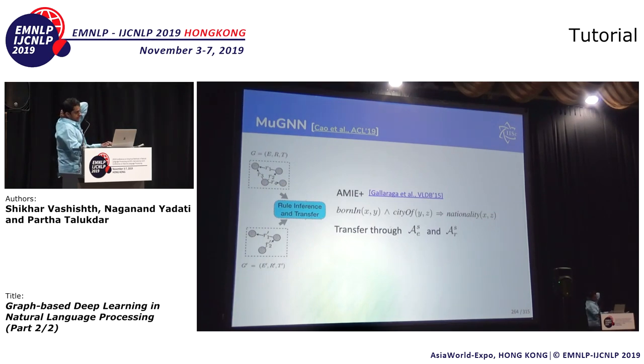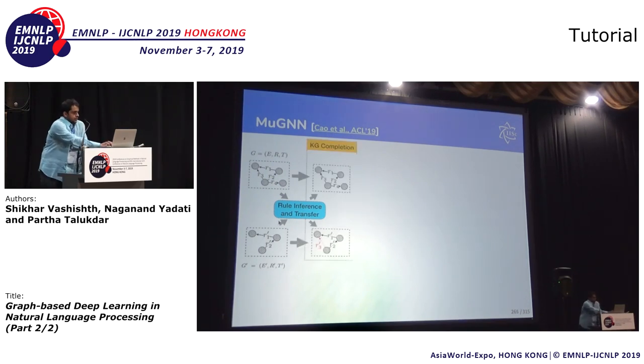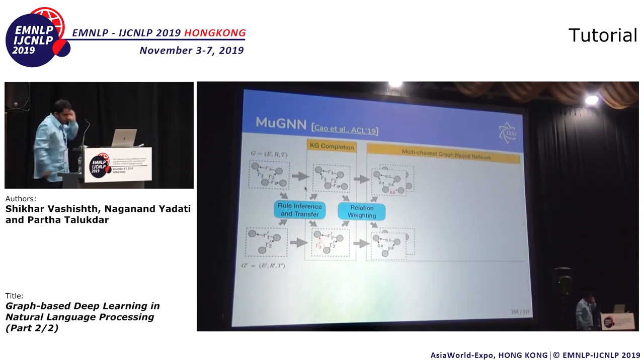So the first step in the MUGNN method is rule inference and transfer. So using AMIE+ proposed in this VLDB 15 paper, they are able to infer some rules in the knowledge graph. For example, born in X, Y and city of Y, Z implies nationality of X, Z, right? So with this rule inference and transfer, they actually propose KG completion on both the knowledge graphs. And then they have a relation weighting mechanism, which is useful for exclusive entity pruning.